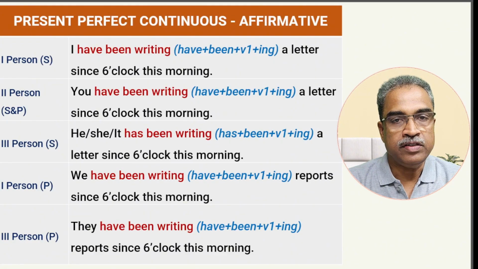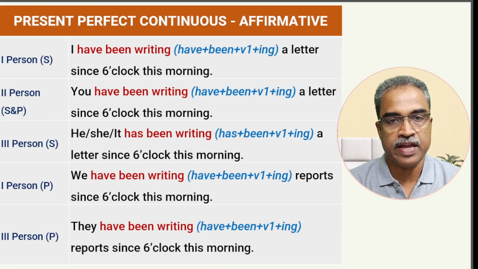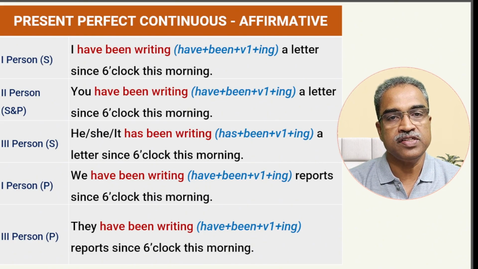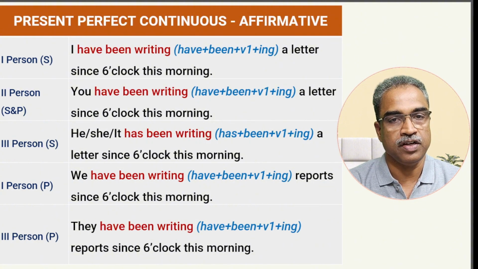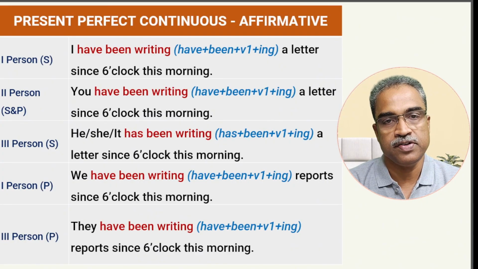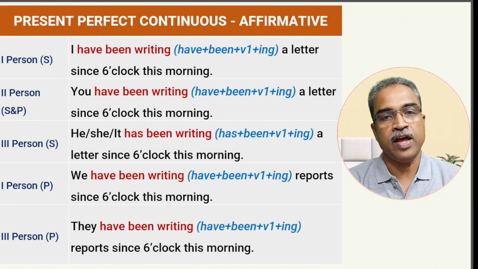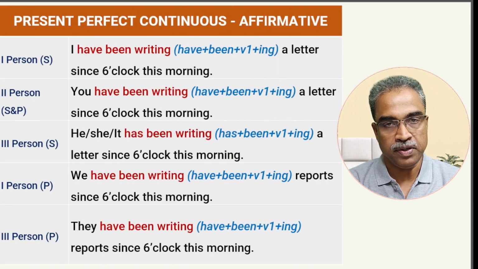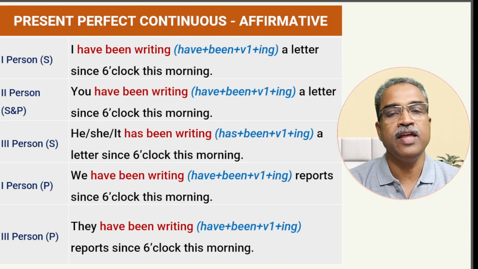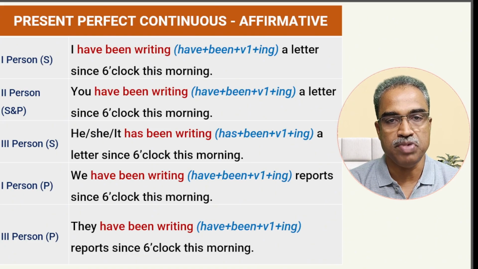So we have already learned present perfect: I have done, you have done, I have written, you have written, we have written, they have written, but then he, she, it has written. And similarly, we need to use the same have and has in the present perfect continuous tense. So first person singular I, after I, we need to use the auxiliary verb have. And then we need to use another auxiliary verb, that is been.